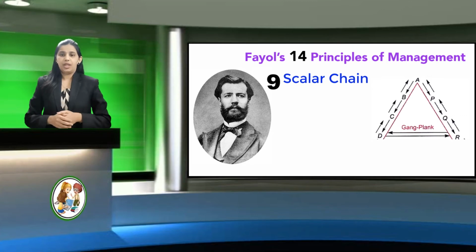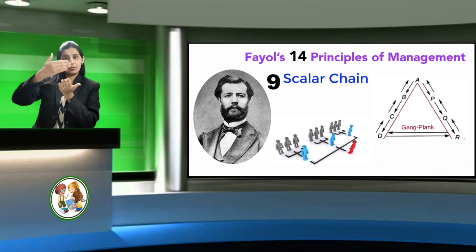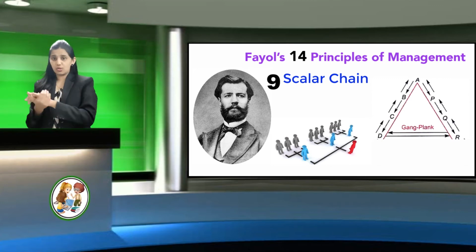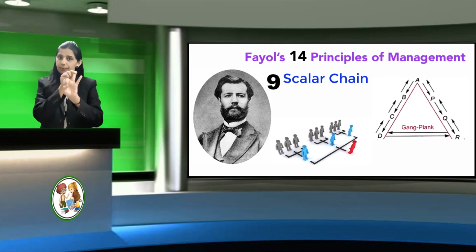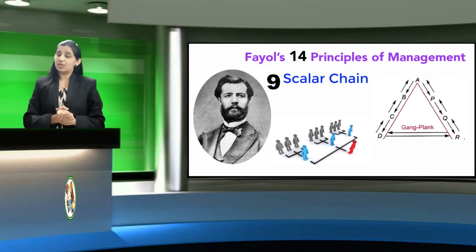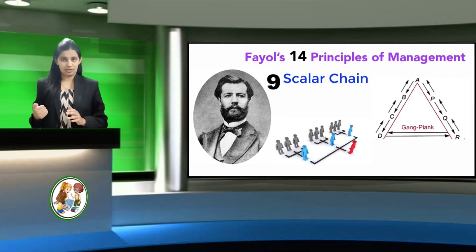For example, A is the project manager in an organization and he further has a project leader B and a team member C reporting to him. So the chain of communication would be A, B and C. Gang plank refers to the shorter emergency route through which workers and employees can directly communicate with each other.